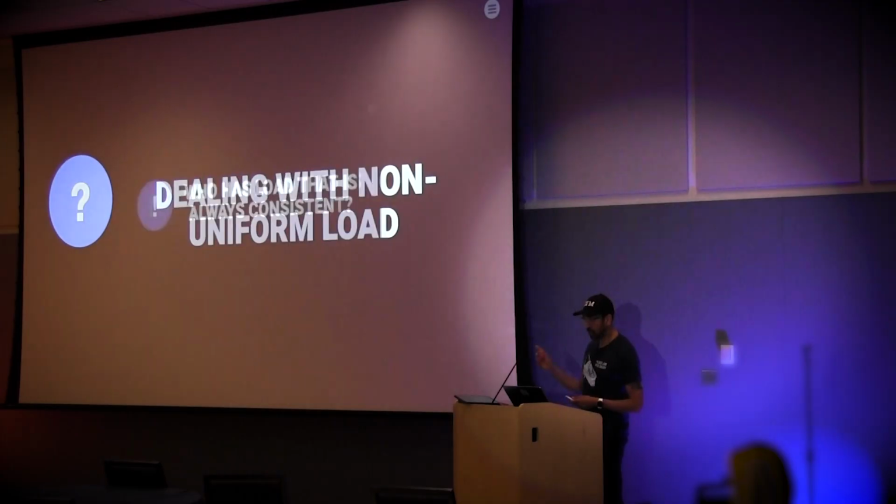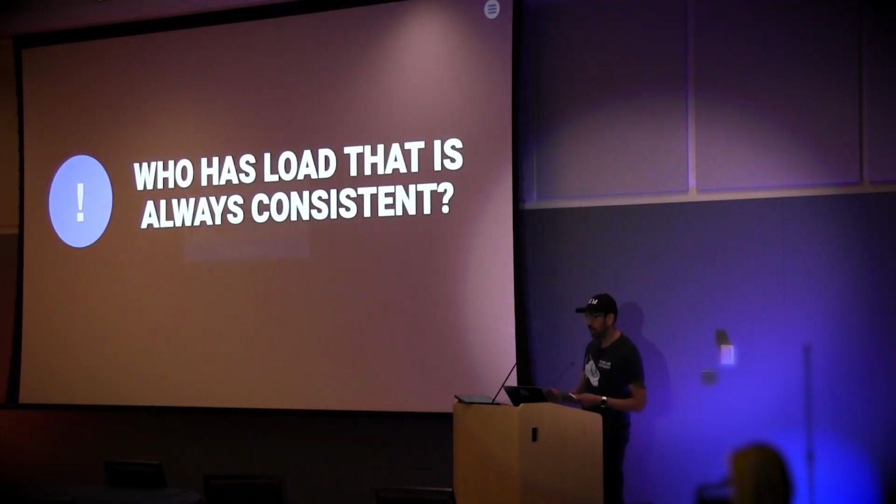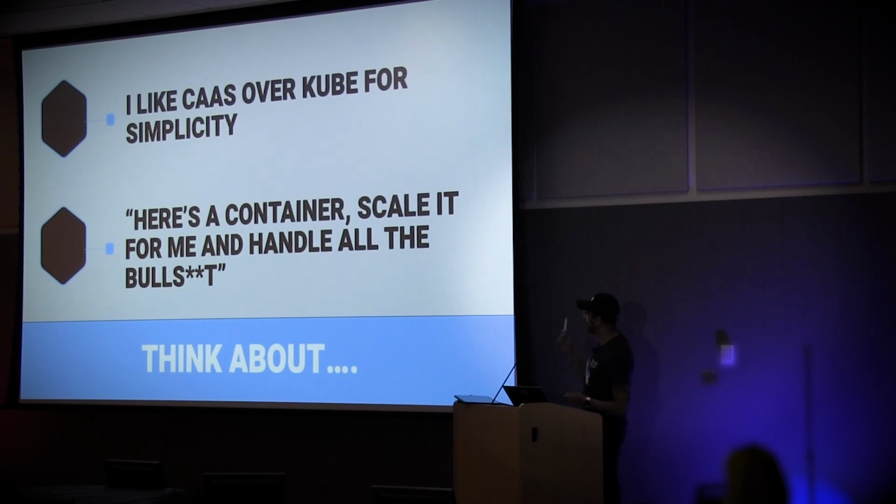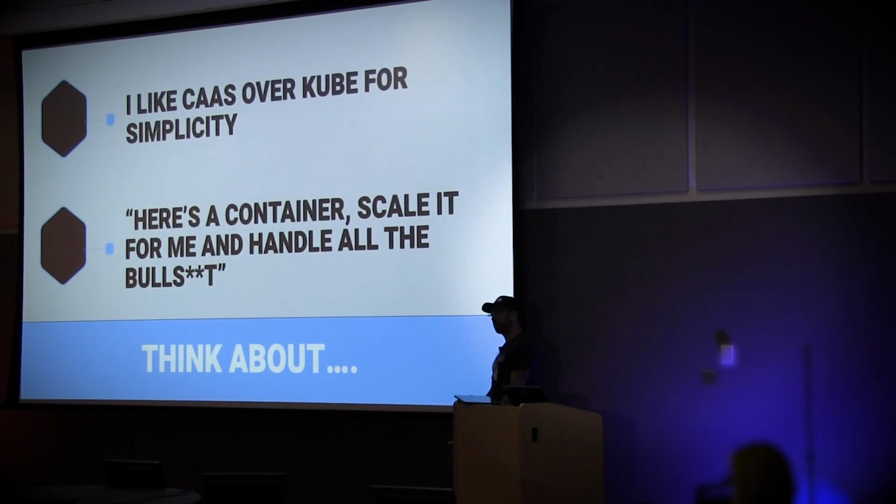So, okay, we talked about this stuff already, dealing with non-uniform load. Nobody has load that's consistent. I like CaaS over Kubernetes for simplicity because you can get that auto scaling. You say, here's a Docker container with my application. Just go run it. And it goes and runs it. Of course, as you know, nothing in life is free. Running a CaaS solution like AWS Fargate, Azure Containers, or Google Cloud Run is more expensive than just spinning up your own VM, EC2 or whatever, right? So they add a little bit of cost to it. So you have to figure out for yourself if it's worth running a CaaS versus managing your own Kube cluster or how you plan to deploy it, okay?